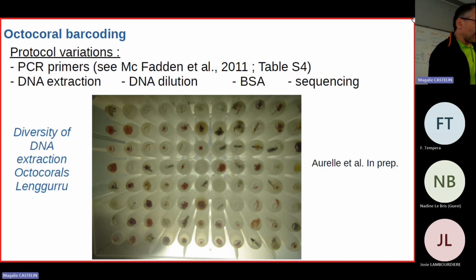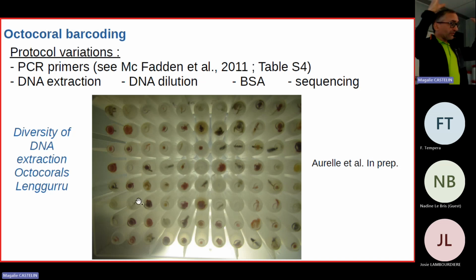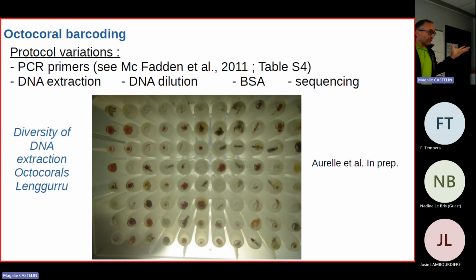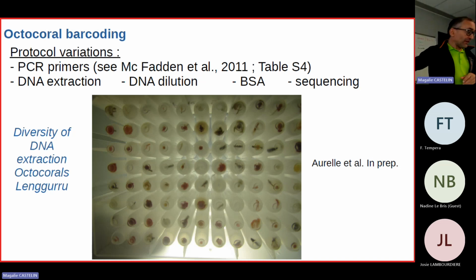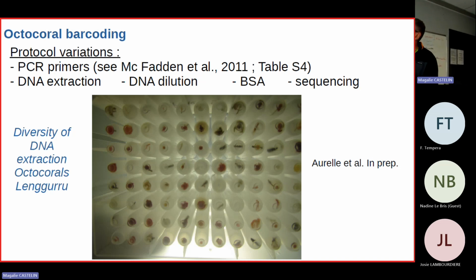The other thing is here you have an example of a plate of DNA extraction after digestion of great diversity of octocorals from the Lenguru expedition in Papua. And just to see that you have different colors which correspond to different sclerites, different secondary metabolites. And when we did that, in some cases the first primer did work, but in some cases it didn't work. So we had to change primers.